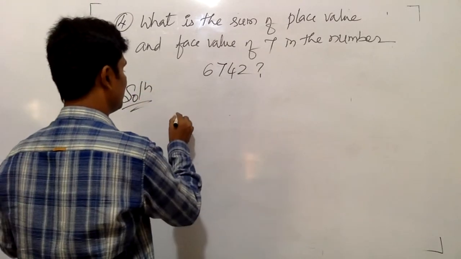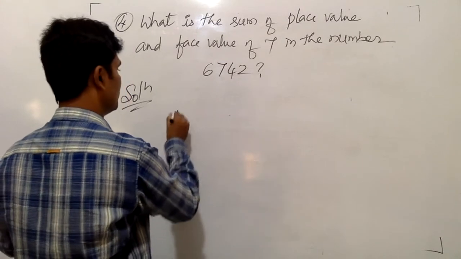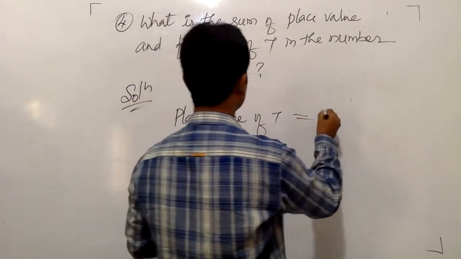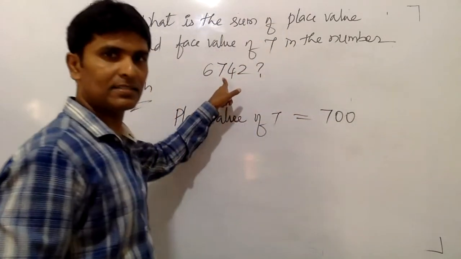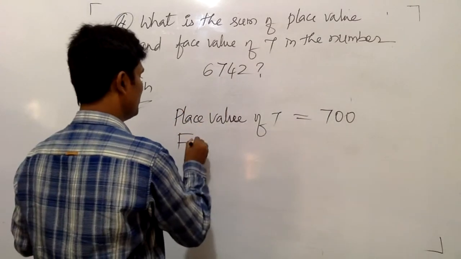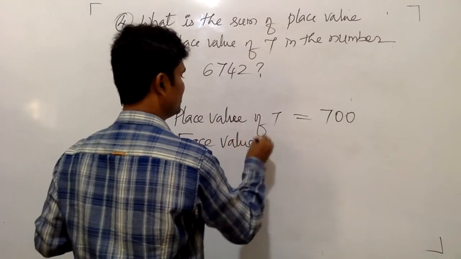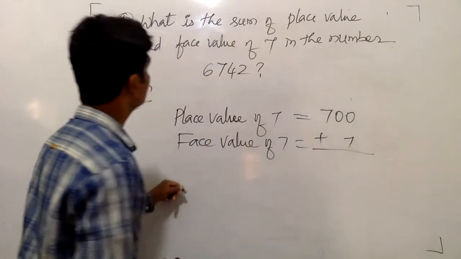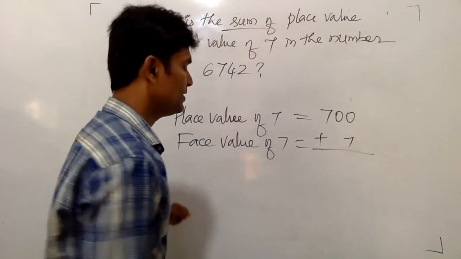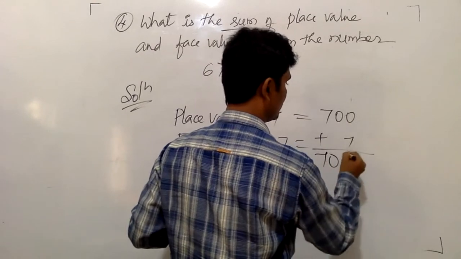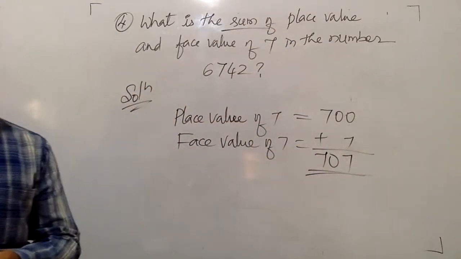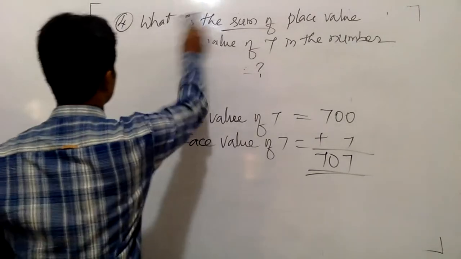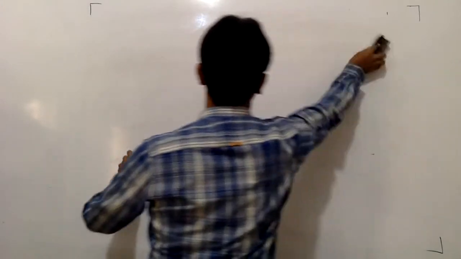Solution: first of all we write the place value of 7 is equal to 700 because it is in the hundreds place. Next, face value, already know, face value is equal to the value of the digit. Face value of 7 is equal to 7 only. Then we have to add these two because they asked for the sum. That's why 707. This is the answer. 707 is the answer.